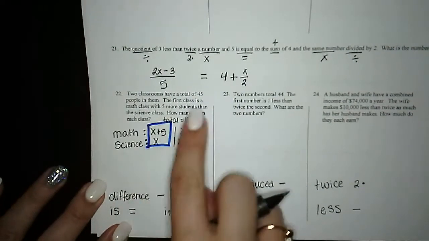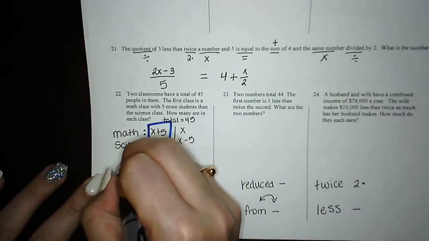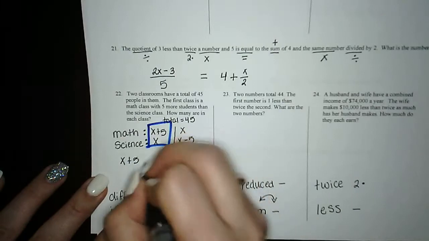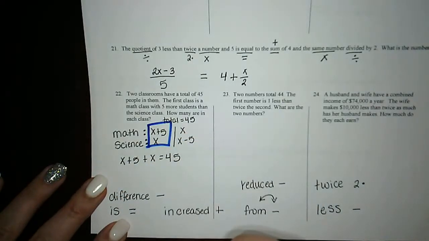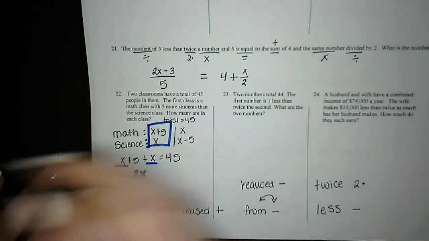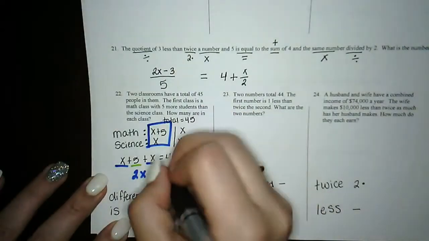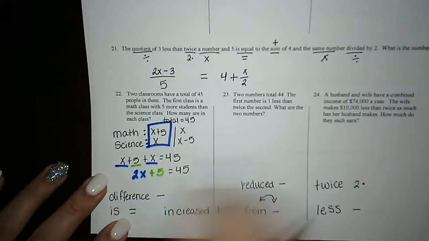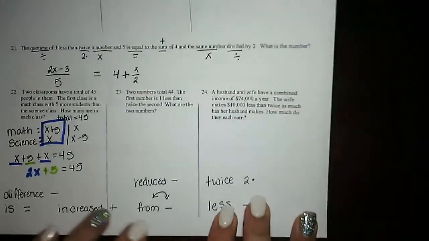So together the 2 classes equal 45. So we're going to add these together. We have X plus 5 plus X equals 45. And now we can solve the equation. X plus X is 2X. 5 is the way it is. Equals 45. And then you can finish solving this. Okay, let's go on to 24.